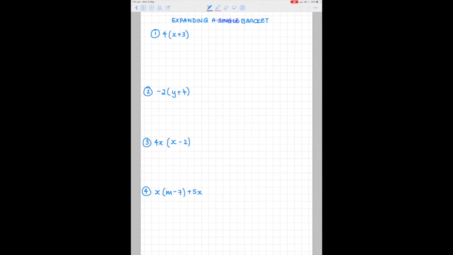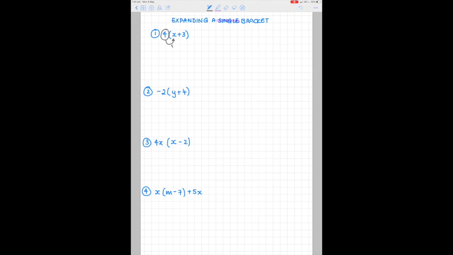In this series of examples, we're going to be looking at expanding a single bracket. So let's take the first example. We've got 4 times x plus 3 within a bracket. So the first thing I recommend you do is you take the number outside of this, so the multiplier, and you multiply each term inside the bracket.